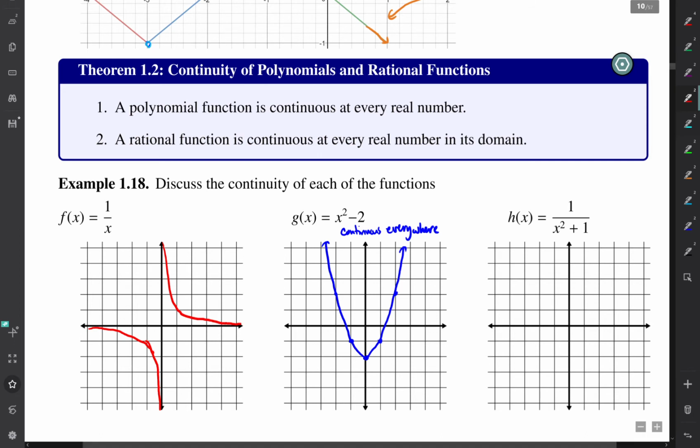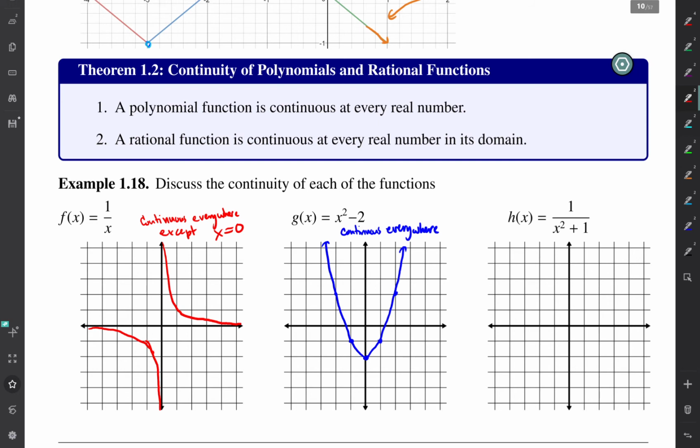So this is continuous everywhere except where the denominator equals 0. So except where x equals 0. Okay. And so there you see you have a jump discontinuity at x equals 0.